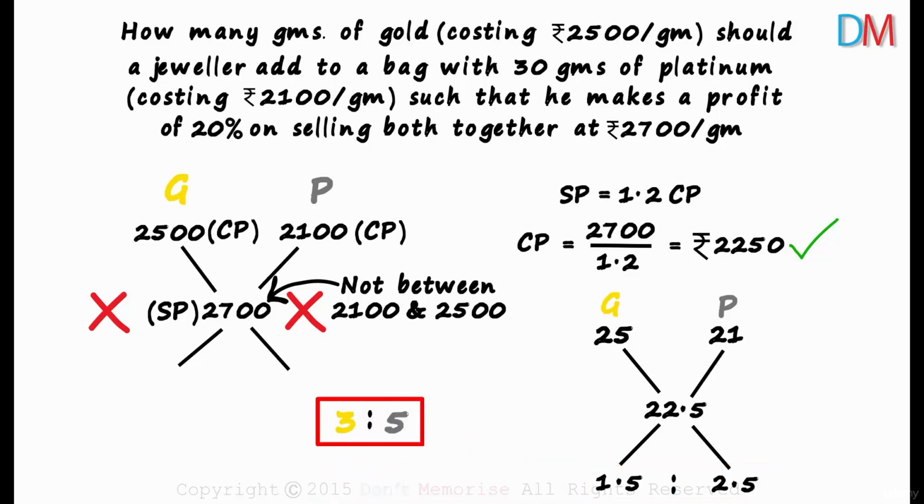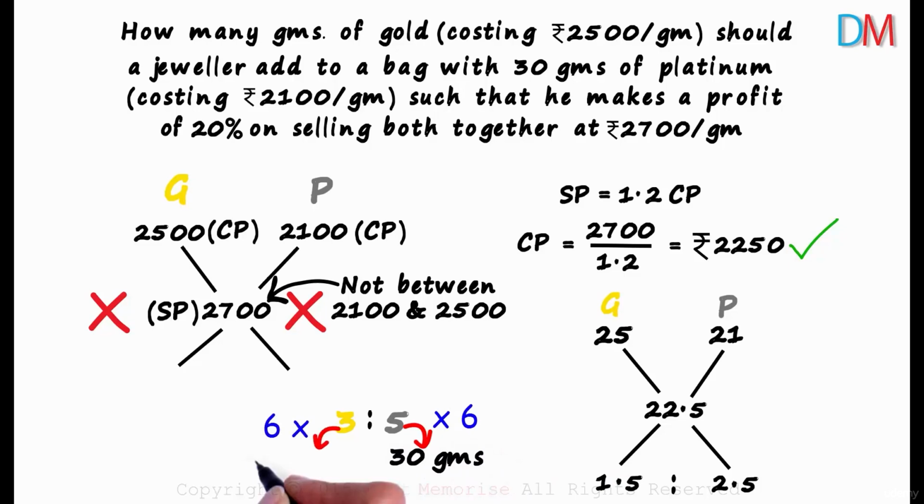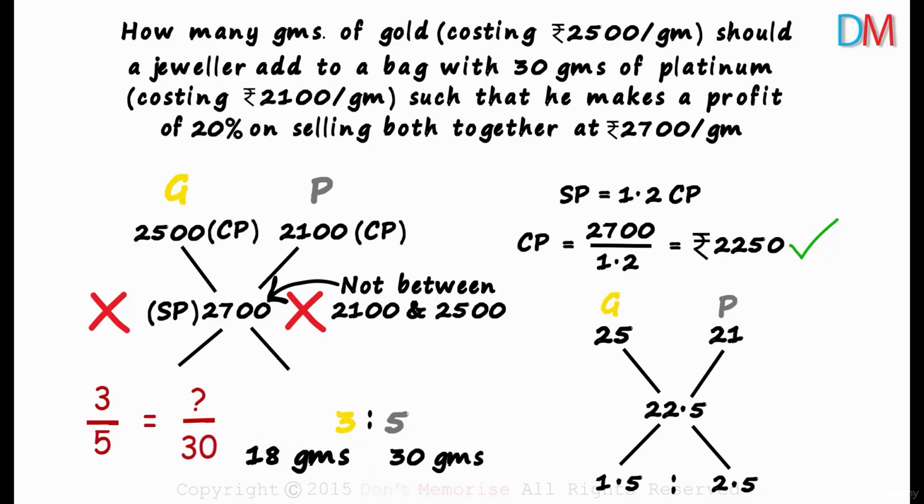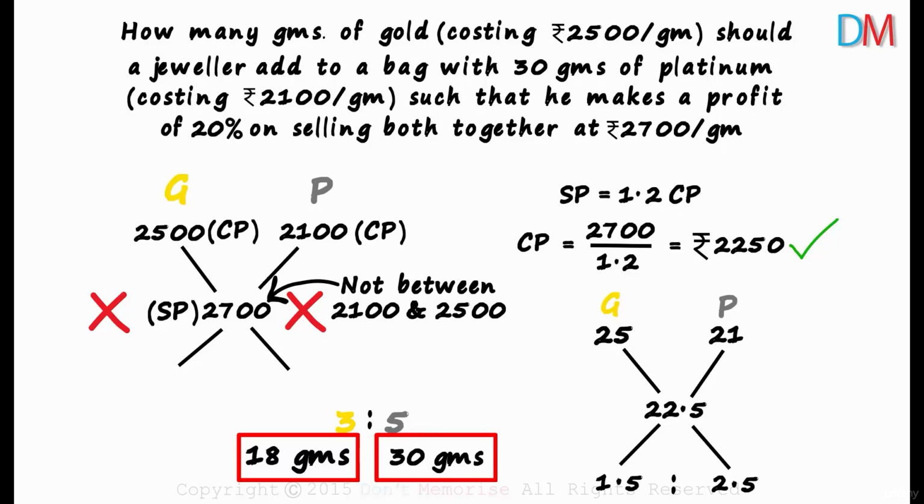This is the ratio of gold to platinum in the jeweller's bag. And we are told that the bag contains 30 grams of platinum. 5 times 6 is 30 and 3 times 6 will be 18 grams. It's nothing but simple proportion. 3 over 5 will equal what over 30? It'll be 18. This is what the bag will contain: 18 grams of gold and 30 grams of platinum. That is when the jeweler will make a profit of 20% on the sale.